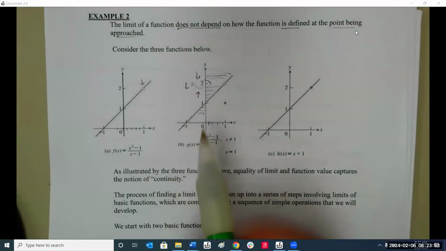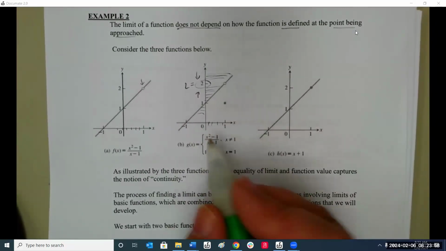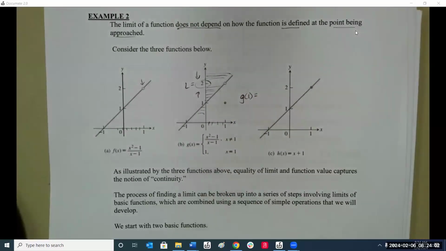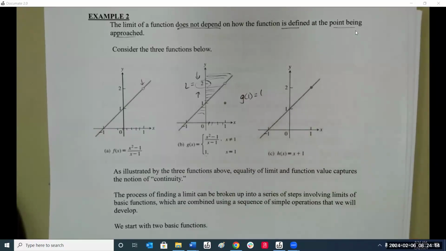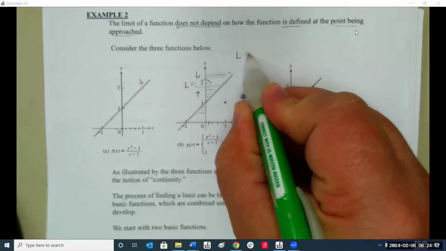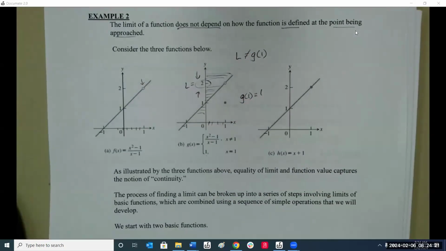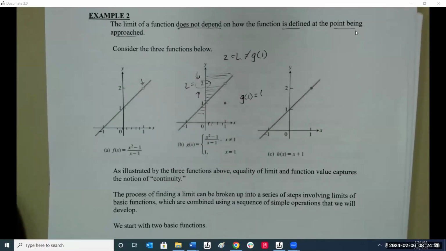So the limit is, as x approaches 1, the limit is 2, even though, what is g of 1 in our example? 1. Because it says when x is 1, the answer is 1. So the limit 2 does not equal the actual value of the point.